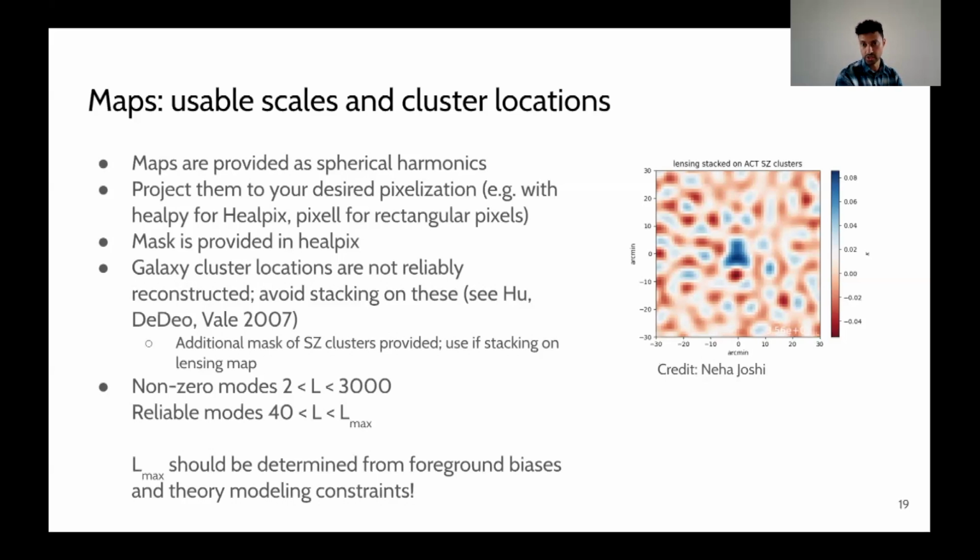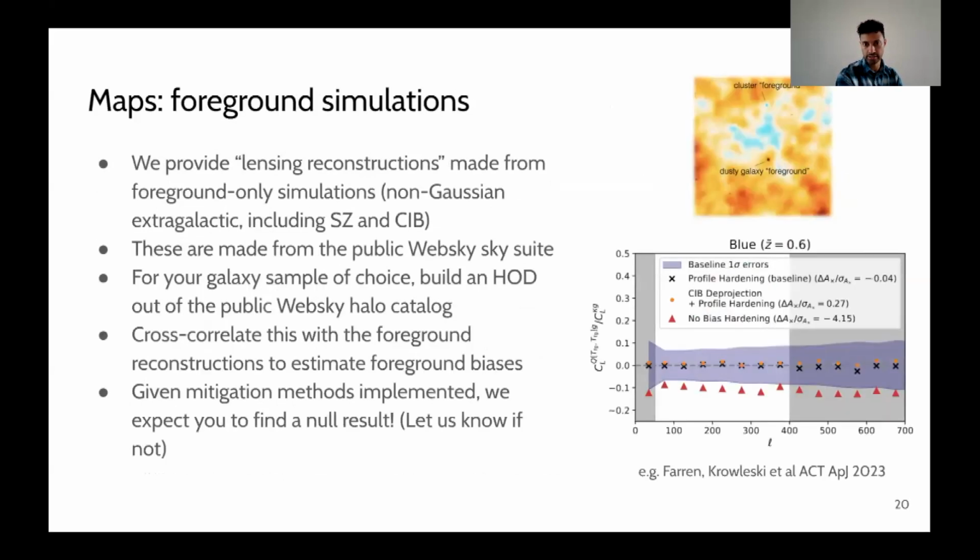foreground bias assessments, which I'll talk about in the next slide, and also any theory modeling constraints that you might have. So let's talk about the foreground simulations that are provided here. We provide quote unquote lensing reconstructions that are made from foreground-only simulations. As many of you might be aware, CMB lensing maps are reconstructed from millimeter frequency maps that include non-Gaussian contributions from foregrounds such as the SZ effect and CIB. So we've used the WebSky suite of non-Gaussian extragalactic simulations to assess how well our foreground mitigation strategies are working. And we made these simulations public.